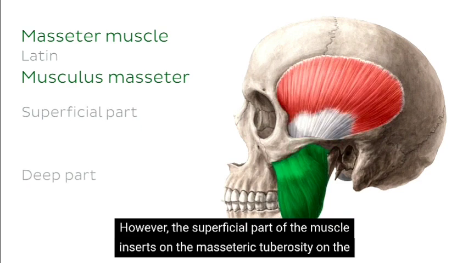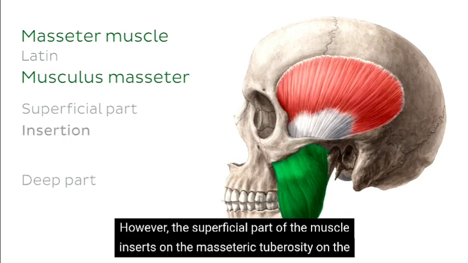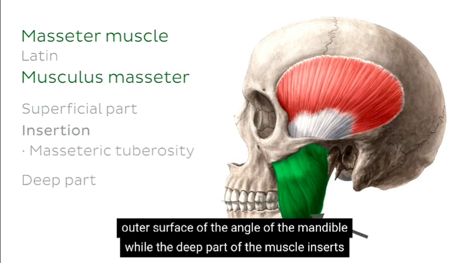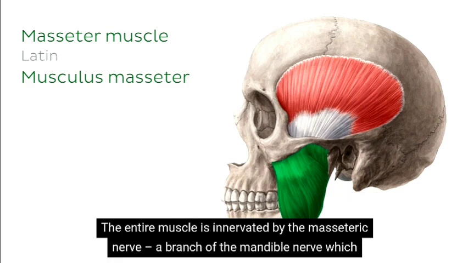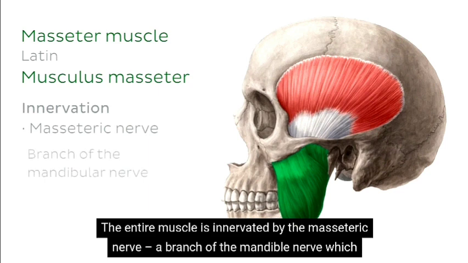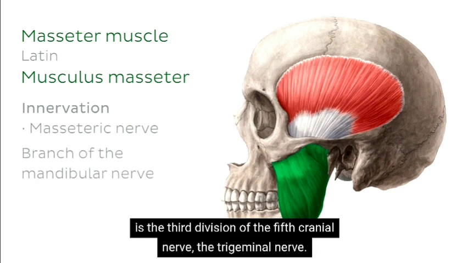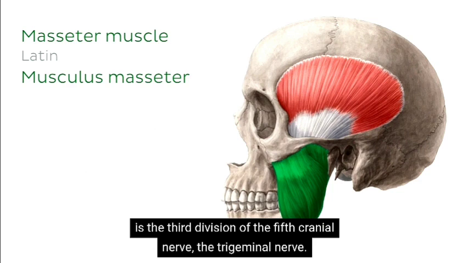However, the superficial part of the muscle inserts on the masseteric tuberosity on the outer surface of the angle of the mandible, while the deep part of the muscle inserts onto the outer surface of the ramus of the mandible. The entire muscle is innervated by the masseteric nerve, a branch of the mandibular nerve, which is the third division of the fifth cranial nerve, the trigeminal nerve.